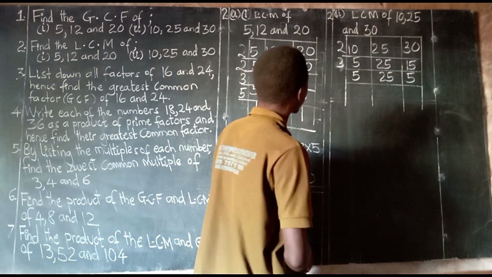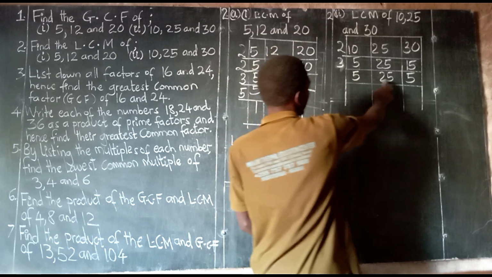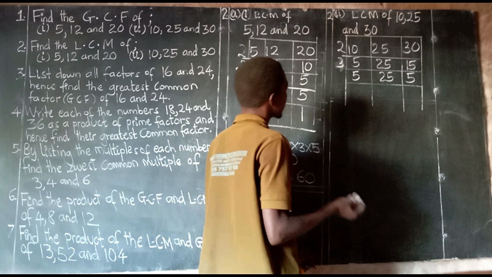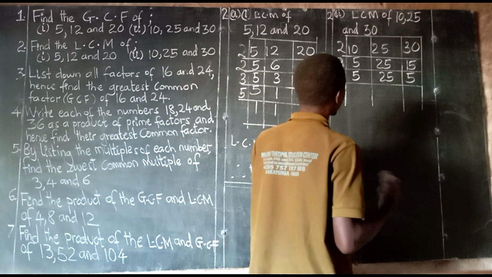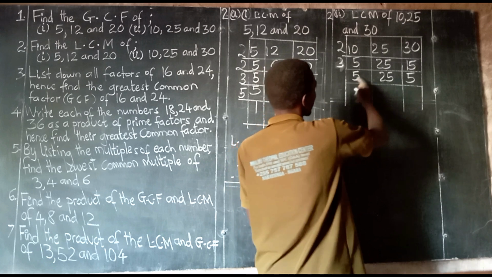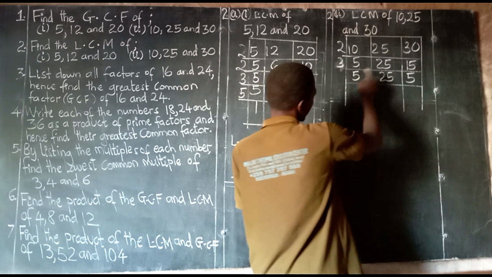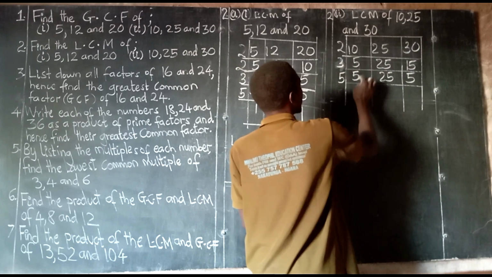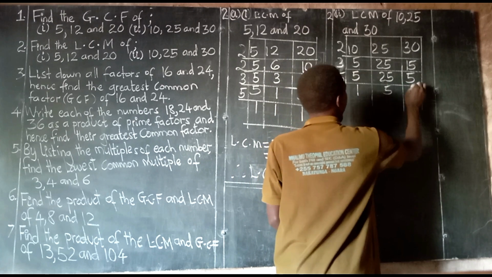After that, we pass across the 3 numbers. We have 5, 25, and 5. Is there any which is still divisible by 3? The answer is no. So we shift to look for 5. Is there any which is divisible by 5? The answer is yes. We have 5, 25, and 5. So by 5, we get 5 over 5, 1, 25 over 5, 5, 5 over 5, 1.